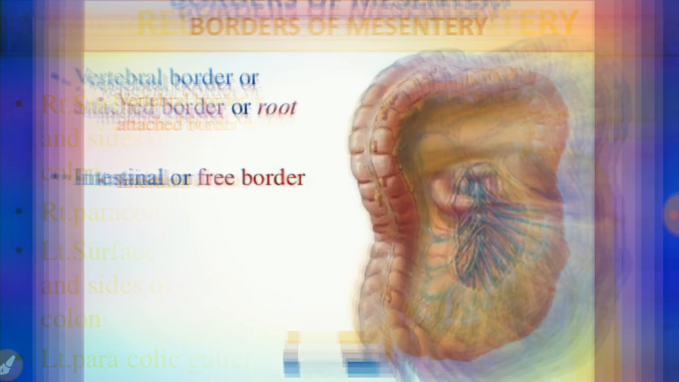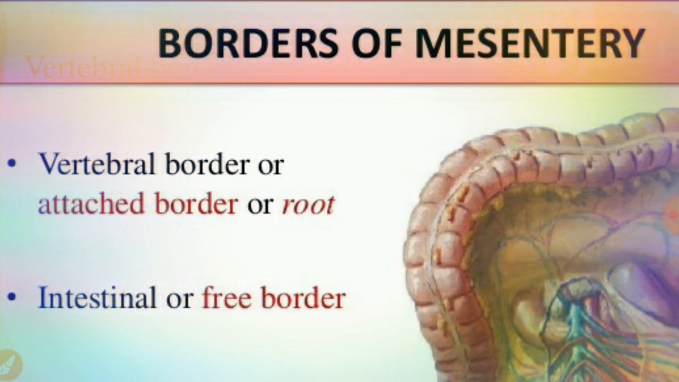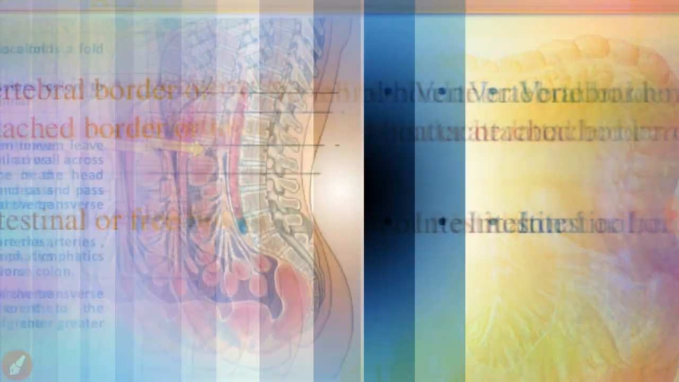Coming to the borders of the mesentery, there are two types of borders. The first one is the vertebral border, and the second one is the intestinal border. Another name for the vertebral border is the attached border or the root. The second one is the intestinal or free border, which will be present over the mesentery.